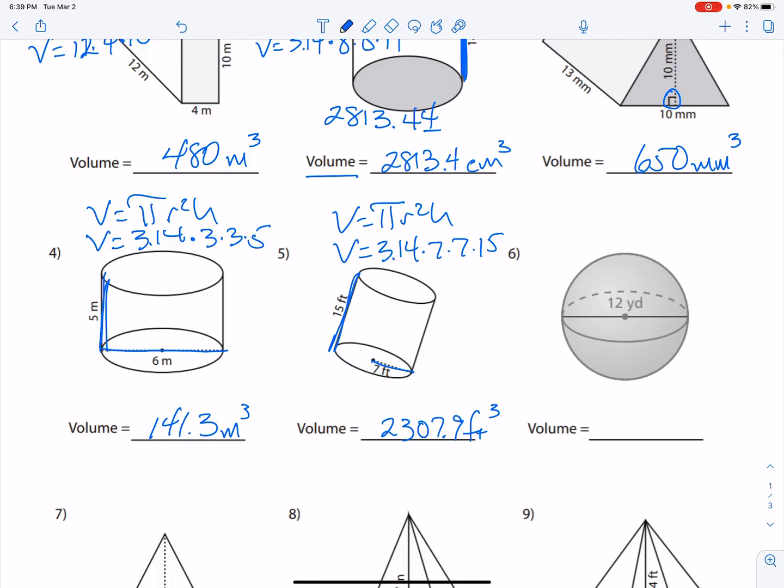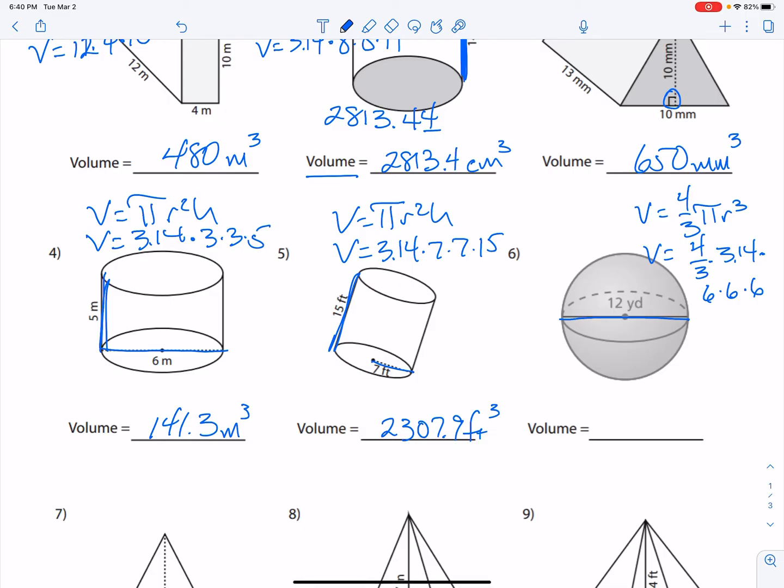Now, number 6 is a sphere. Okay, it's a ball. So this is what we talked about just the other day. Our formula is volume is equal to 4/3 pi r cubed. So volume is equal to 4/3 times 3.14 times, and I need the radius, 3 times. But what did I give you? I gave you that entire distance across, which happens to be the diameter. So we cut that in half, and we get 6 times 6 times 6.